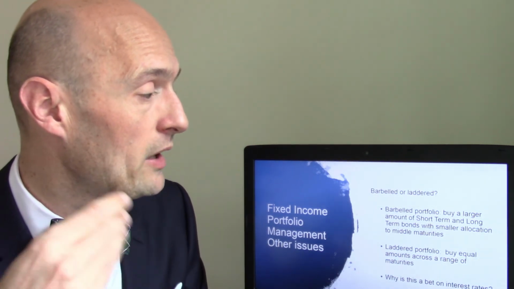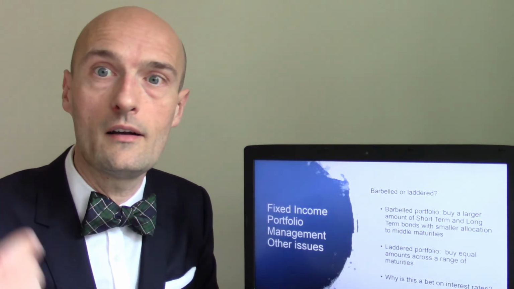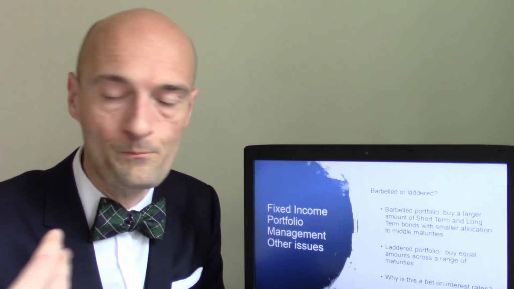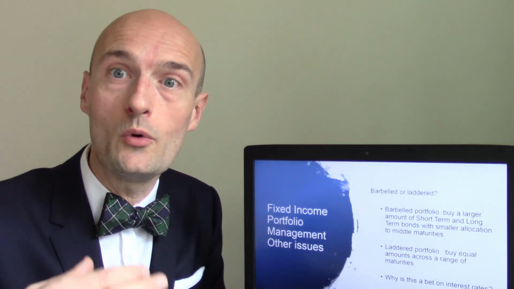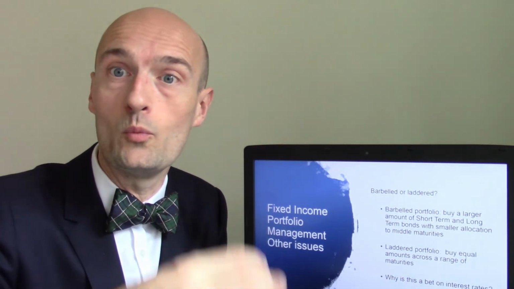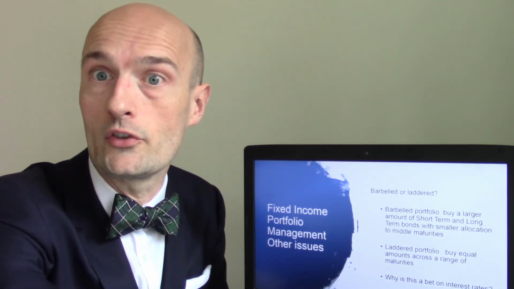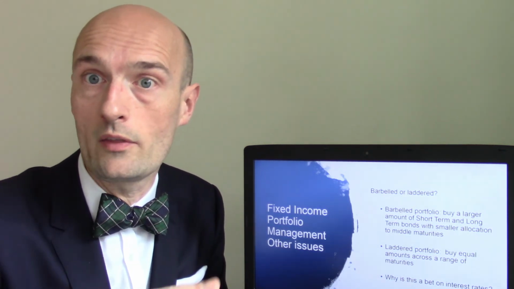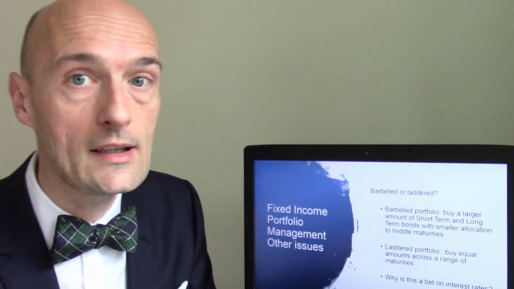A laddered portfolio is buying equal amounts across a range of maturities. So we'll say if you had 100,000 to invest, and there are 10 years of bonds available, you would put 10,000 in each year's bond, and as the 1 year bond matures, you would take that money and buy another 10-year bond with it. So you're always buying long-term bonds with the money that comes in when the bonds mature. And that's called a laddered portfolio.